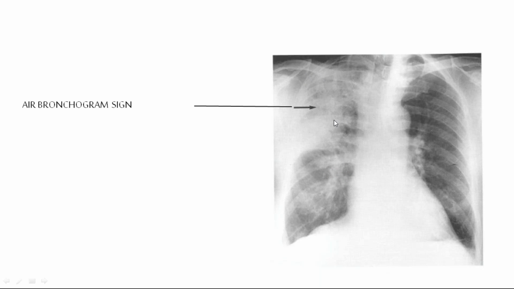So this is a patch here, but you can see the right border clearly, and there is a middle zone. This is an upper lobe consolidation, right? Upper lobe consolidation.